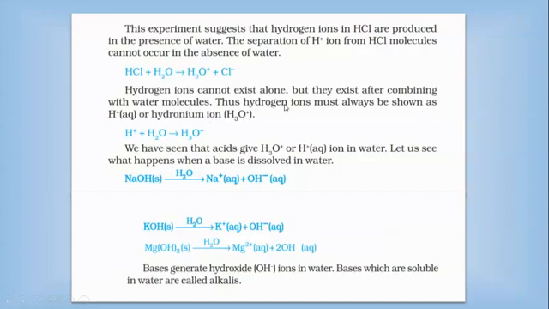So hydrogen ions cannot exist alone. They cannot be formed alone. If you want to take out the H plus ion, it should react with water. Here you can see that when H plus reacts with water, it gives you the hydronium ion, that is H3O plus. We have seen that acids give H3O plus or H plus ions in water. Let us see what happens when a base is dissolved in water.